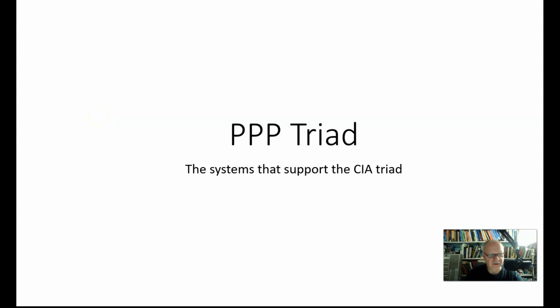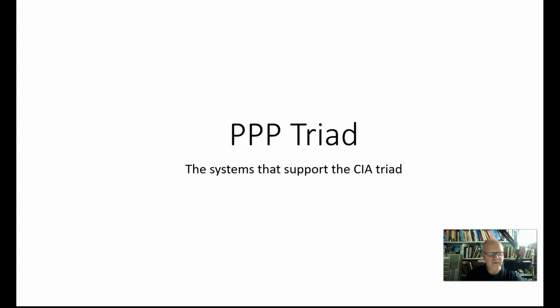Just when you were getting sick of triads like the CIA Triad and the AAA Triad, I have yet another one for you, the PPP Triad. So now we have 3 triads, a triad of triads, and if that's not enough, we're going to have at least 2 more before we're done. The PPP Triad has to do with the systems that support the CIA Triad.